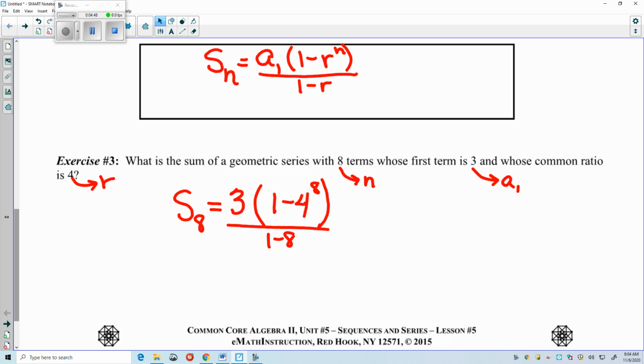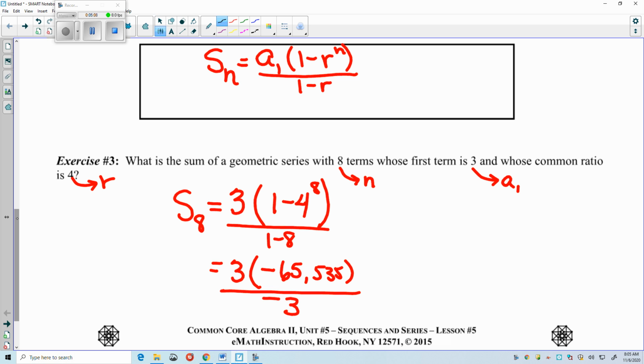Simplifying this, we're going to have 3 times, and you have to be careful with your negative signs here, negative 65,535, and we're going to divide that by negative 3. When you plug this in the calculator, I would use my fraction template and plug it in just like that. Keep in mind only the 4 gets that exponent of 8. Then when you simplify, you're going to have a final answer of 65, oops, I should write the 6 first.